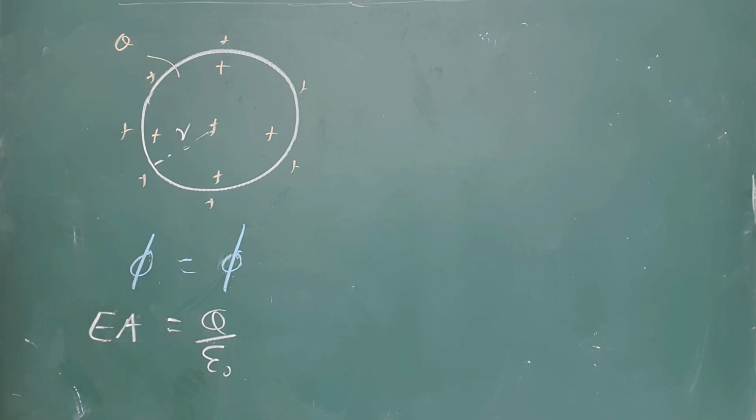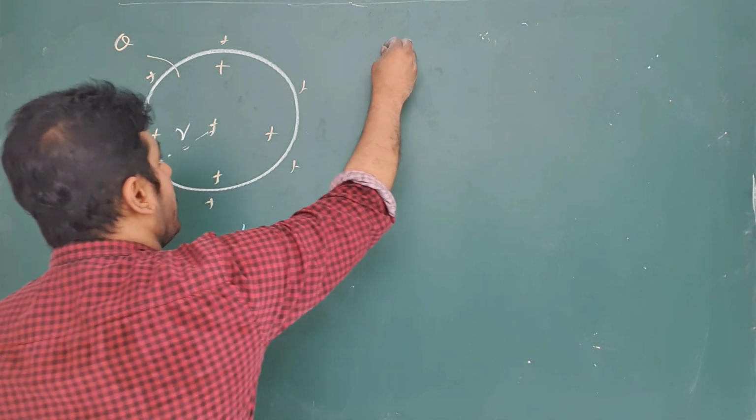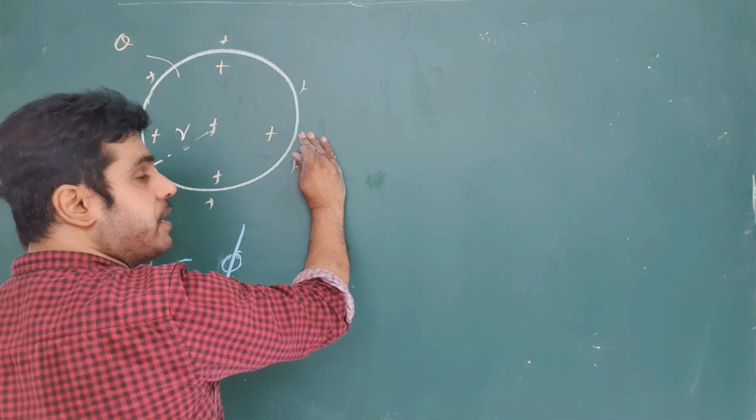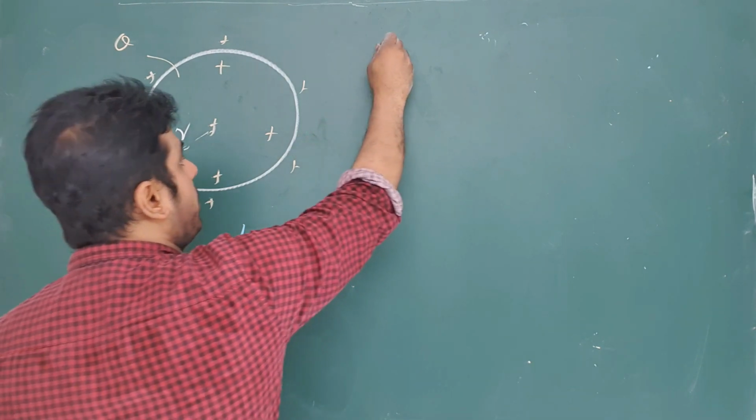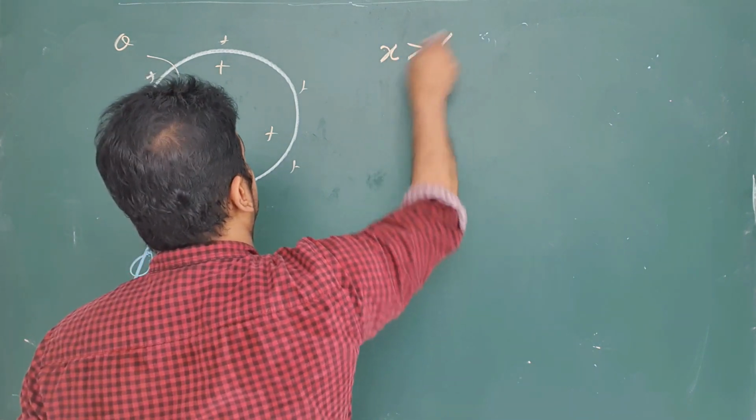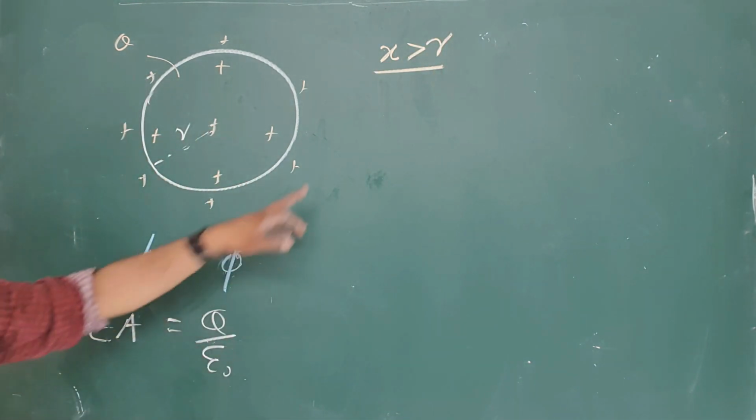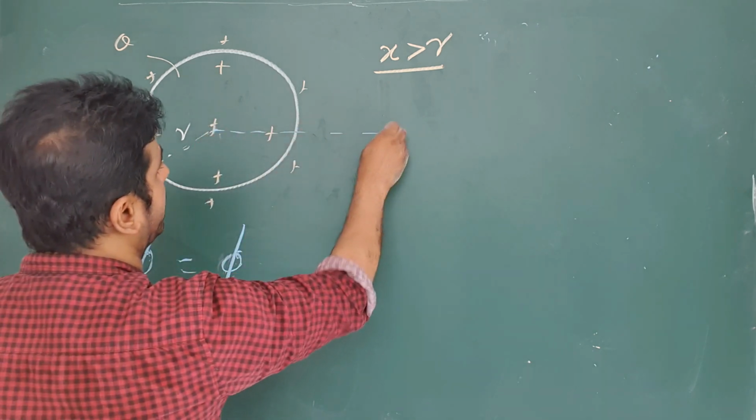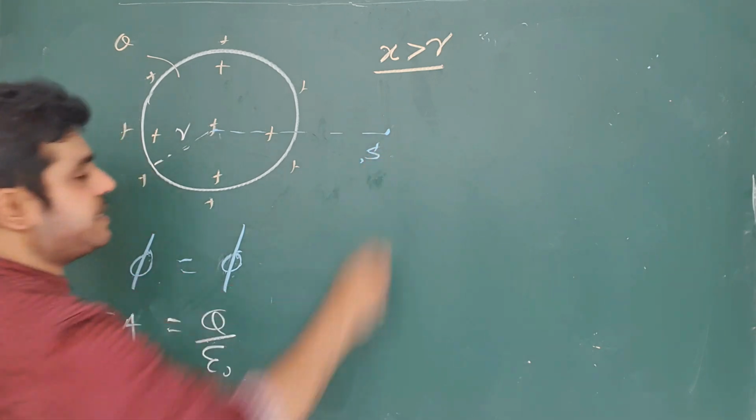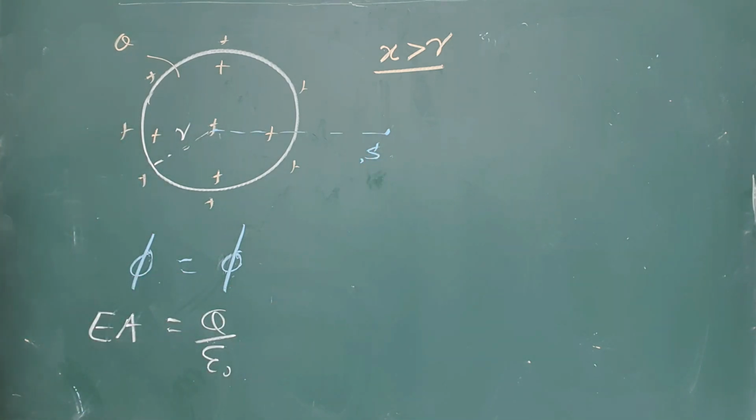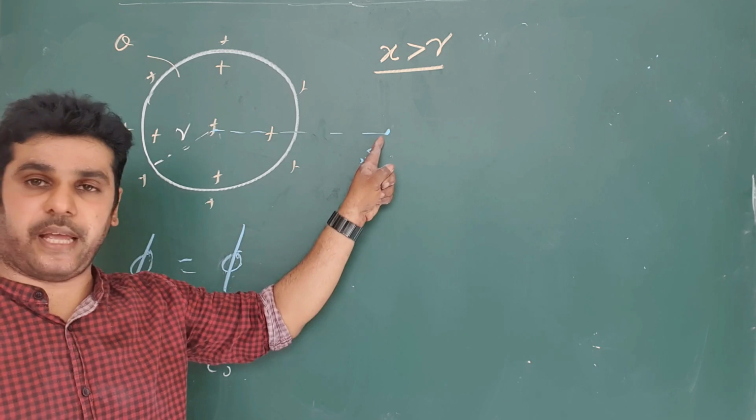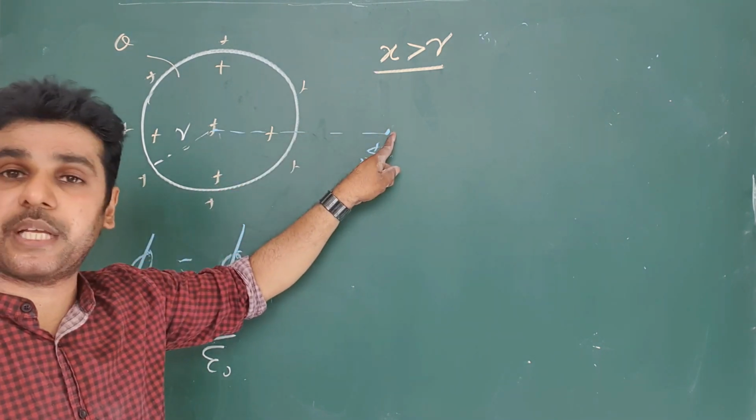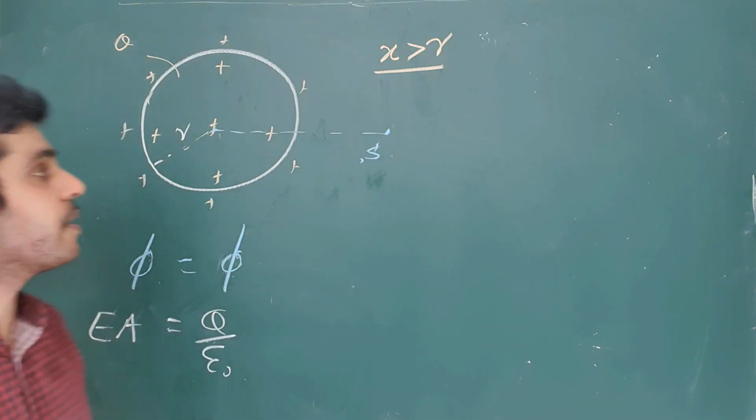Now, part 1. We are going to find the electric field intensity outside the dielectric sphere, I mean x greater than R. x means our considered point with respect to the center. This is the point, and I label that point as S. Now we are going to find the electric field intensity at S. It lies outside the given dielectric sphere.